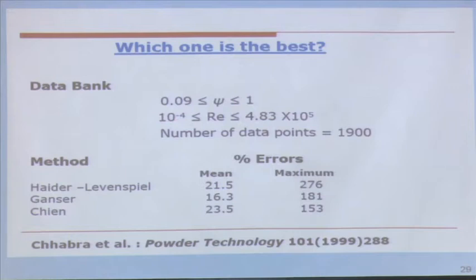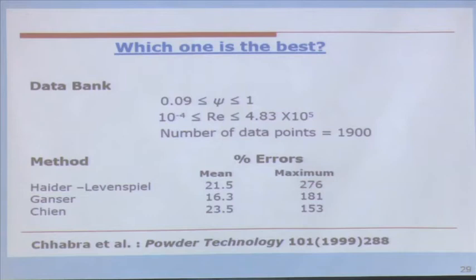When you are minimizing it, you are getting a mean, but you are having 276, 181, 153. Now, can you guarantee that your data does not belong to that group? How do we answer? So, that is the risk of choosing a model based on the mean value. Please do not do that, you must look at the full range.